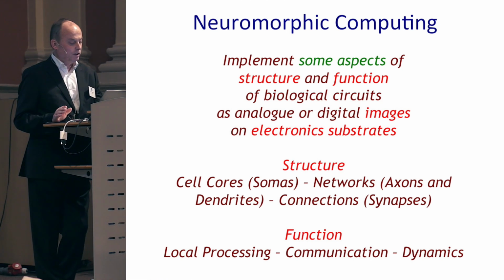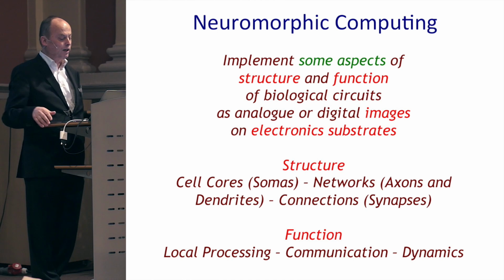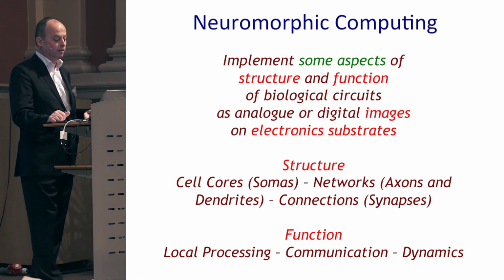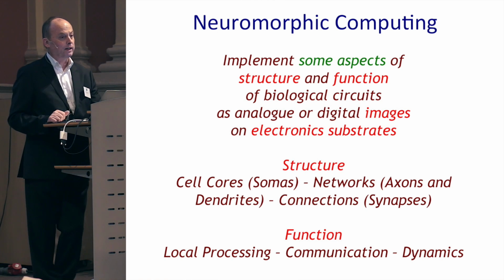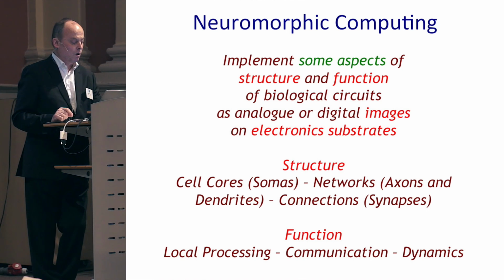What do I mean by structure? Well, the fact that there are cells. That's certainly the basis for current approaches to neuromorphic computing. There are cell cores, the somas, and there's the network, the arms that reach out into the network, the axons and the dendrites, which are active elements themselves. And then there are the connection points, which are chemical processes, but can be modeled by differential equations and then put into electronic circuits or code.